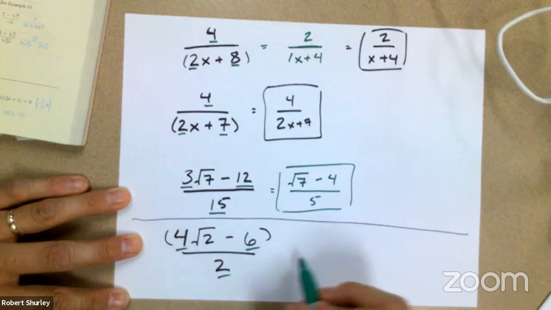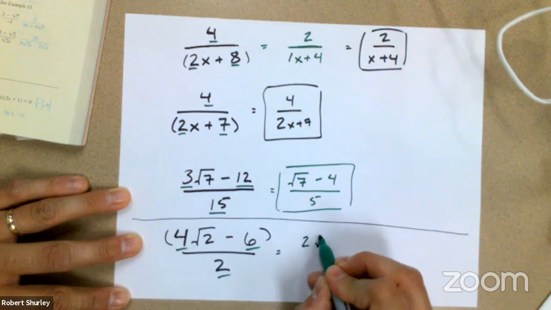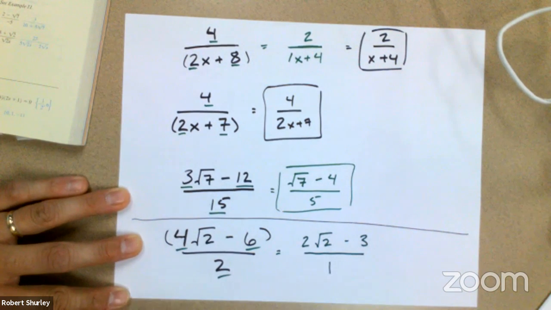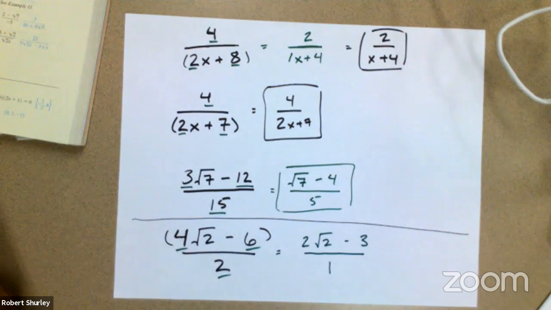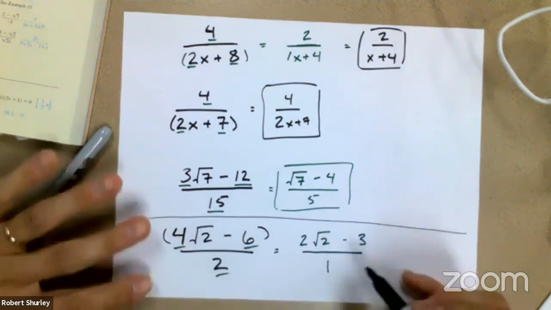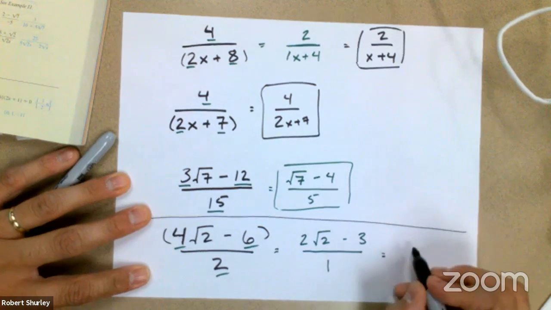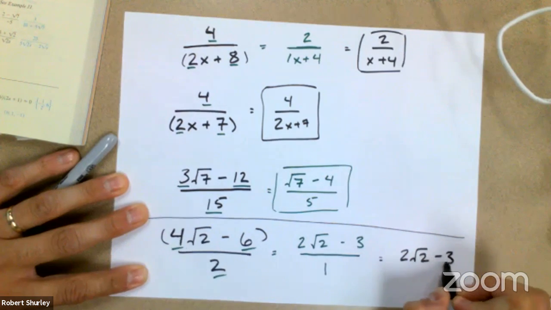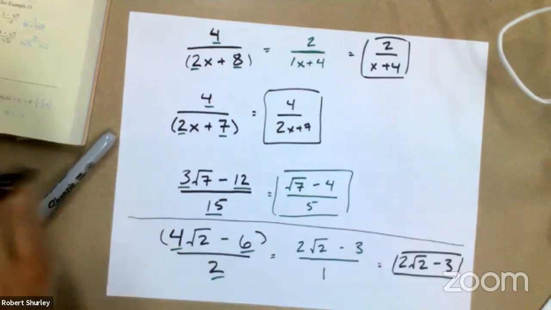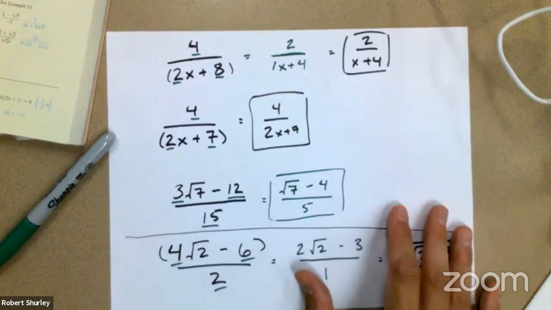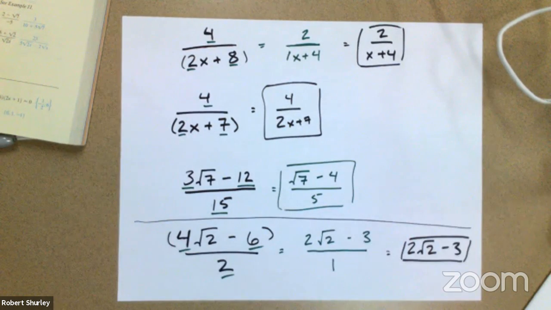All 3 of those are divisible by 2. So we'd wind up with 2 square root of 2 minus 3 over 1. The 2 would go away. So look, 2 square root of 2 minus 3 over 1. Now if we divide by 1, we don't have to write that. So this just winds up being 2 square root of 2 minus 3. Okay, 2 square root of 2 minus 3. Questions about this? Something not look right, something look goofy?